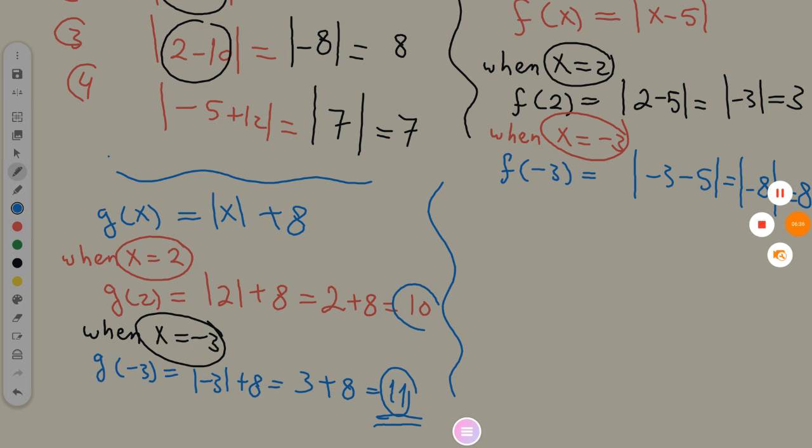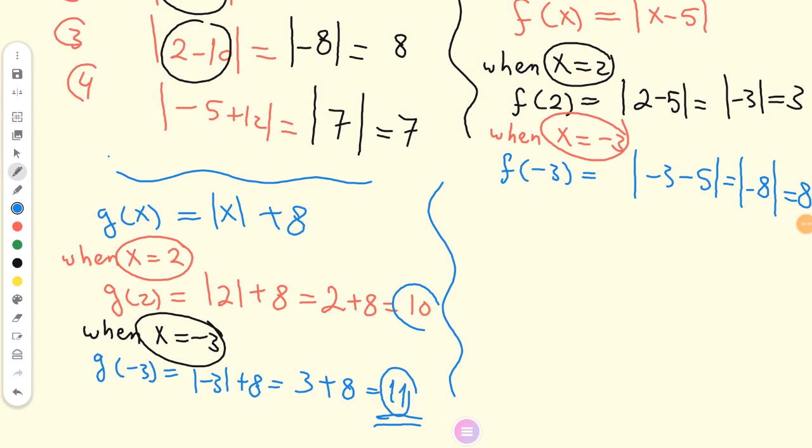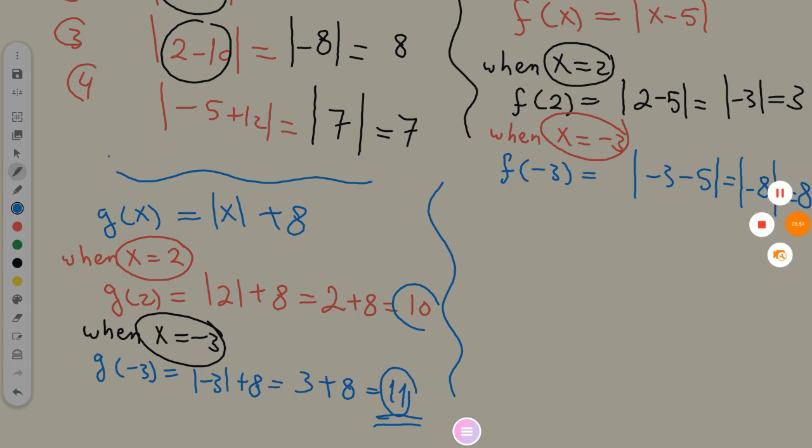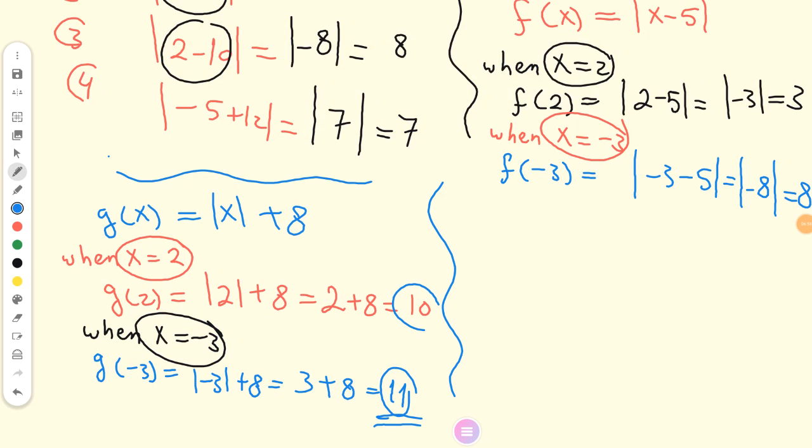Now we know how to solve the function when they give me the value of the variable. Okay, I hope all of you understood what I said. Okay, guys?